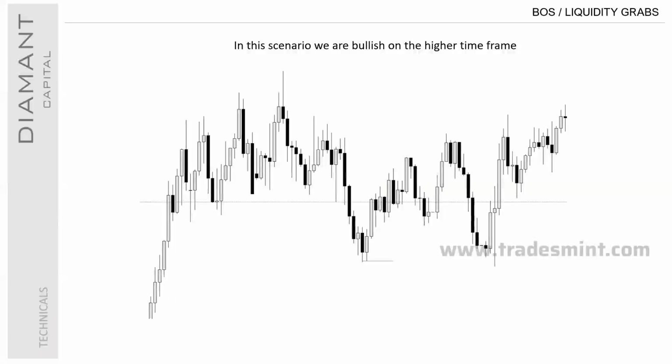So we're going to be looking at this example right here. In this scenario, we're bullish on the higher time frame. Obviously this is just a screenshot on the 1 hour chart, for example, but I believe this was for Euro USD. On the 4 hour and the daily time frame, we're bullish. So we're only looking for buys, or they're the best type of trades at the moment, because we're in bullish market structure.